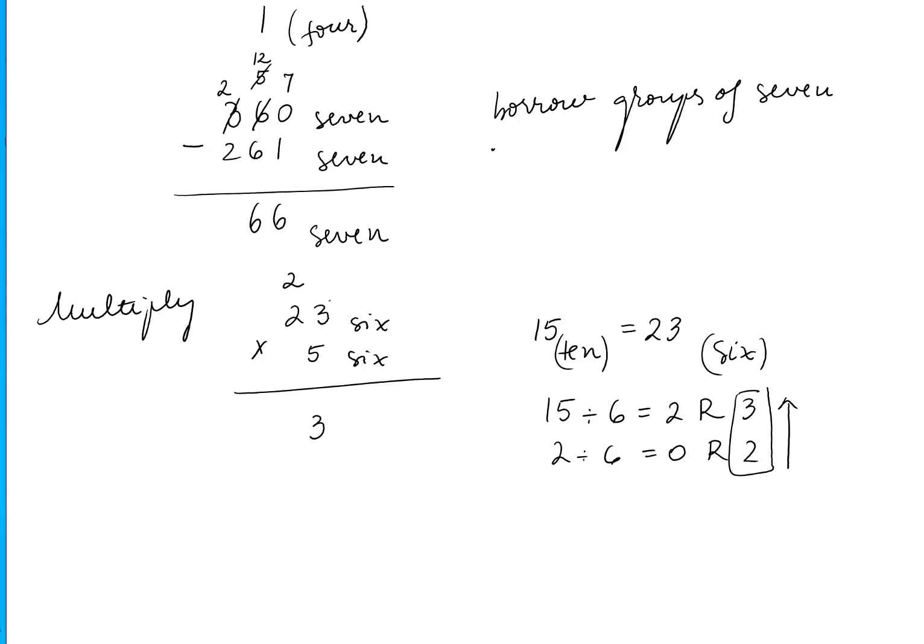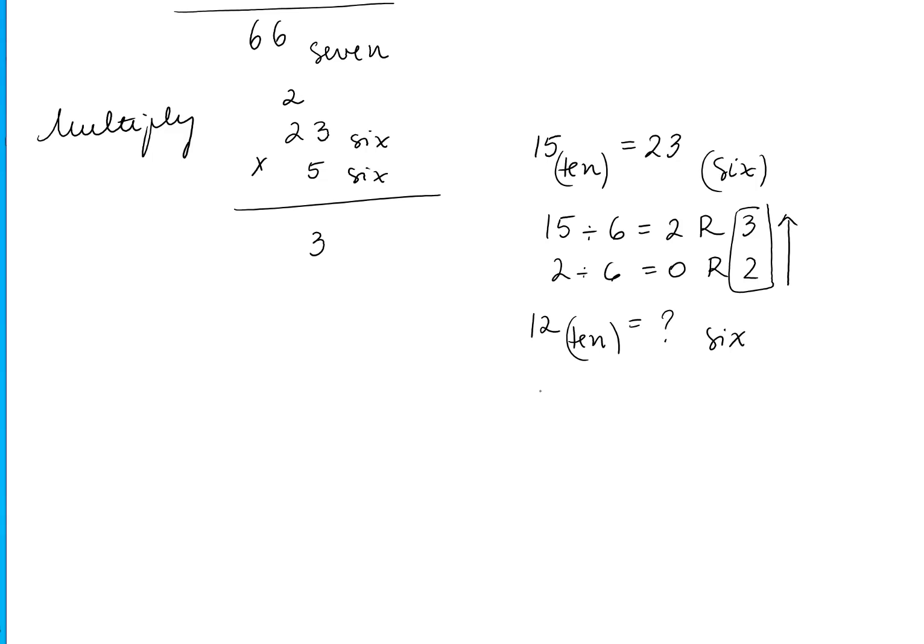Now 5 times 2 is 10, plus 2 is 12. So 12 in base 10 equals what in base 6? Well, 12 divided by 6, it's 2 remainder 0. 2 divided by 6, it's 0 remainder 2. So 12 in base 10, it's 2, 0 in base 6.